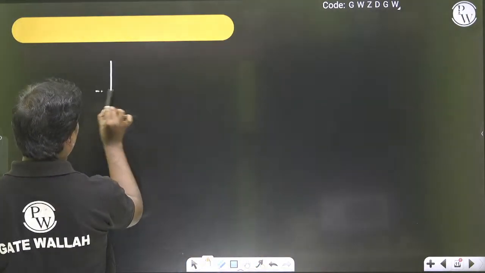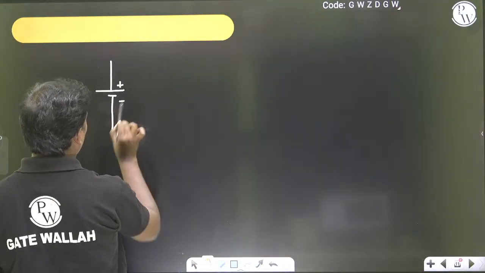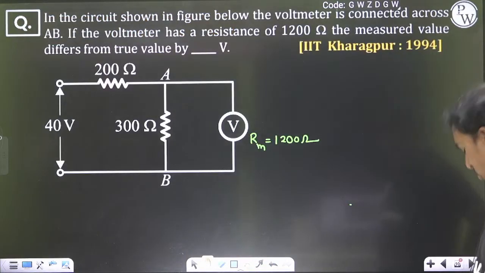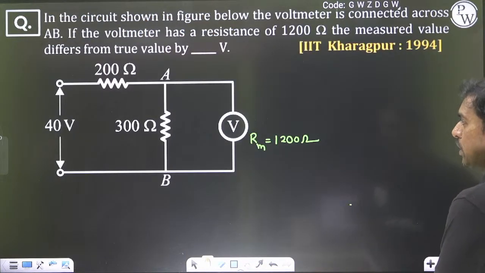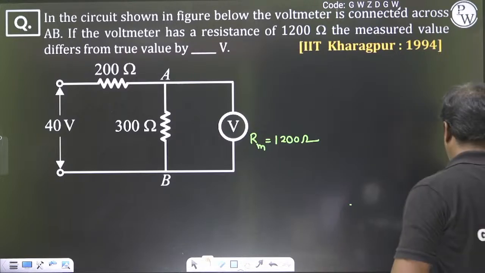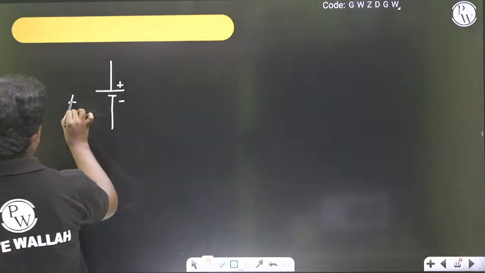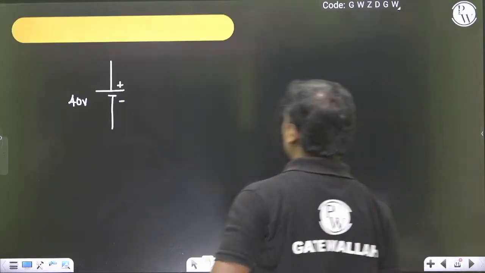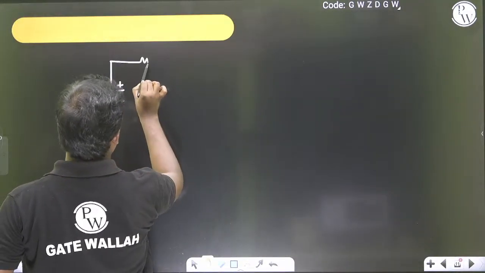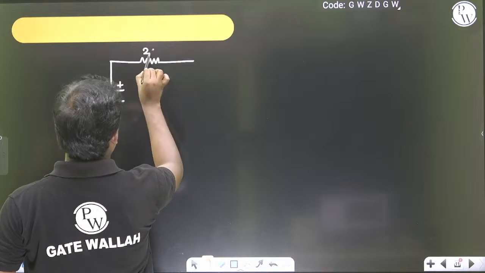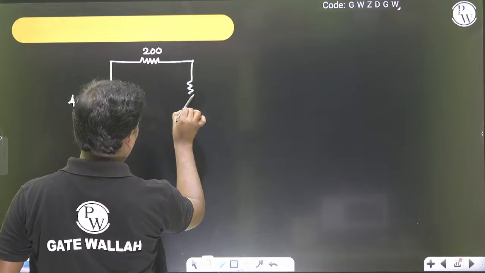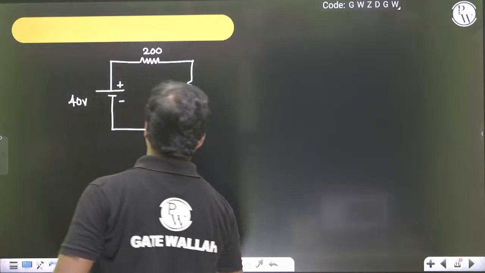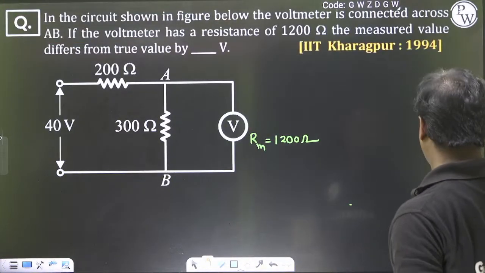So this is the supply voltage. What is the supply voltage given? 40 volts. The resistances are 200, 300 and 200. So this is the 40 volts, and this is 200, 300, and this is 200.